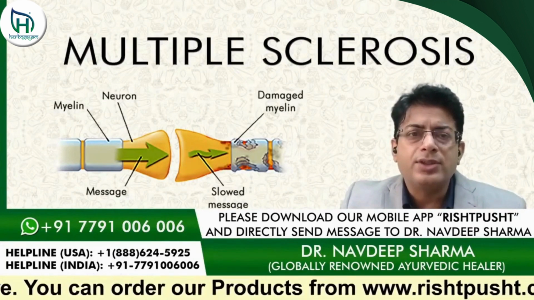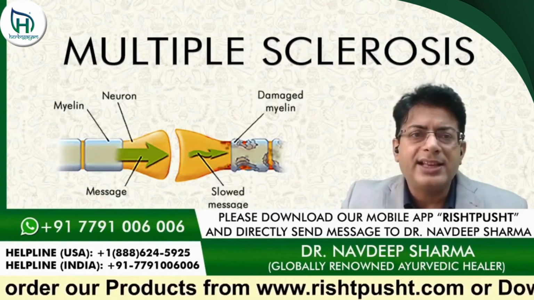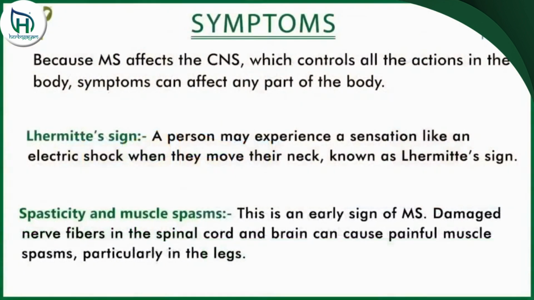That leads to a number of agonizing symptoms. I'll be taking some symptoms of multiple sclerosis. Since it affects the central nervous system which controls all the actions in the body, symptoms can affect any part of the body. Lhermitte's sign is a very common sign in a patient suffering from multiple sclerosis, in which a person may experience a sensation like an electric shock when they move their neck.